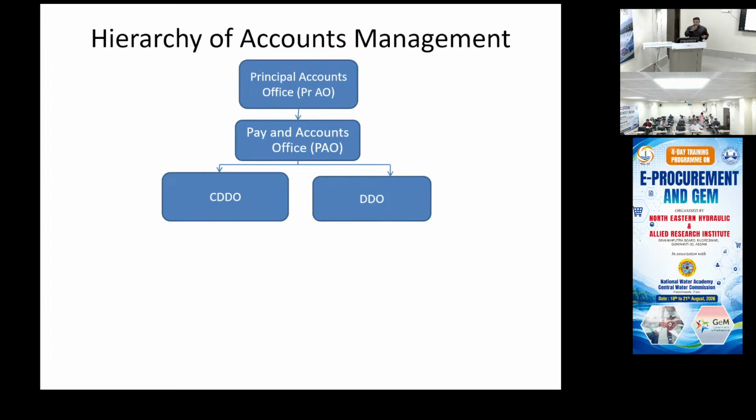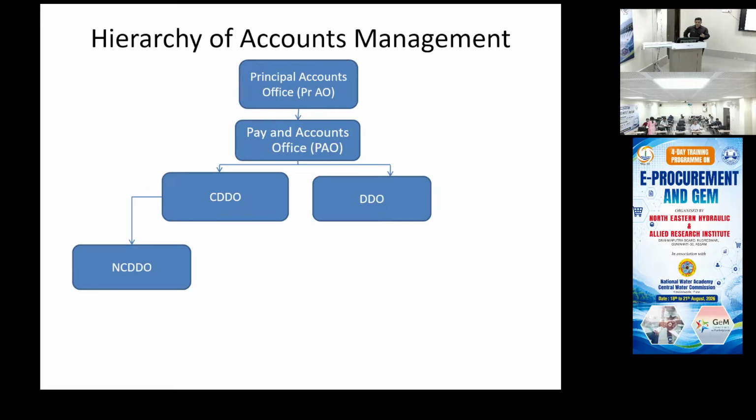DDO, on the other hand: each office, like the Central Water Commission, will have various offices. There will be an accounts office, there will be various chief engineer offices, there will be different wings. So each office can have its own DDO, and those DDOs will be linked to the PAO. Those DDOs will not have bank accounts. They will work under the PAO.